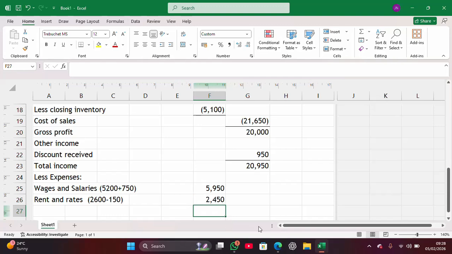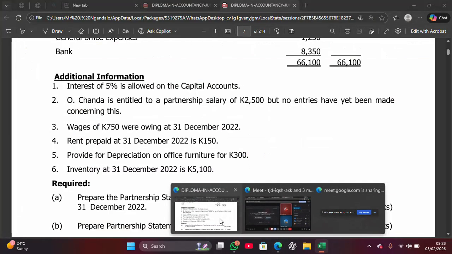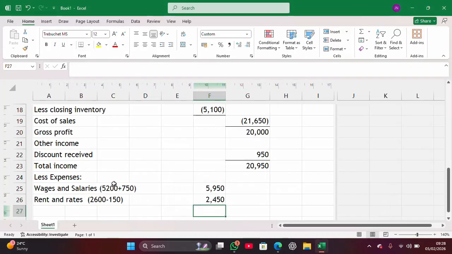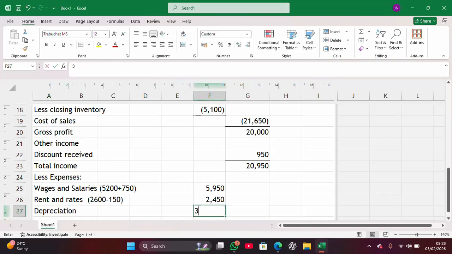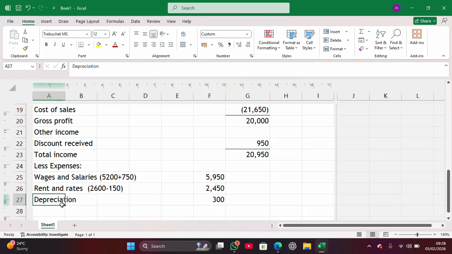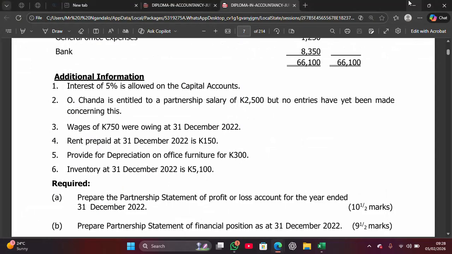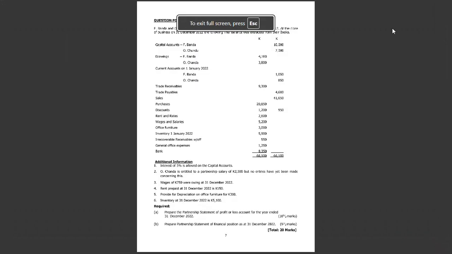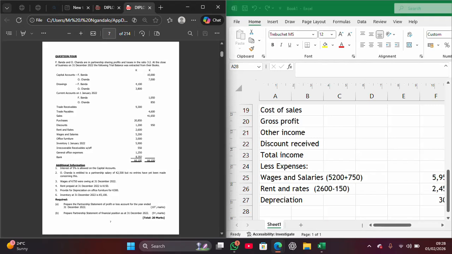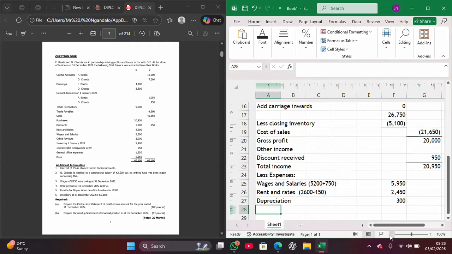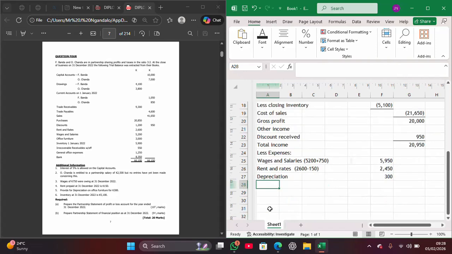Next, we get on to depreciation, which is straightforward, and inventory has already been done. So the depreciation is how much? 300. 300, yes. So after I've done this, you can now go back to the trial balance and check. Allow me just to do this. I'm putting them side by side so that I can just be fast. Okay. Yes, then I'll revert later on.